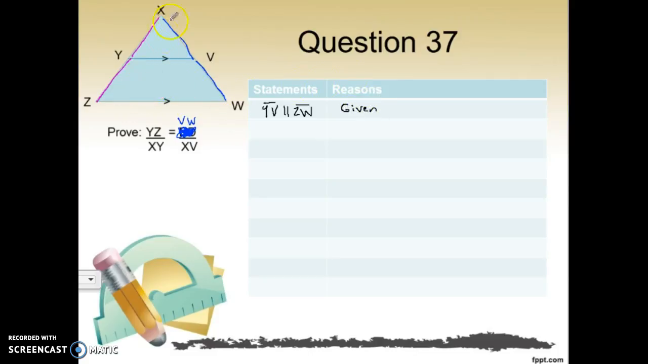All right, the next thing we need to do is determine that these guys are similar. And so we know that angle X will be the same for both triangles. So I'm going to say that angle X is congruent to angle X. That makes sense, doesn't it? Remember, we called that the reflexive property.